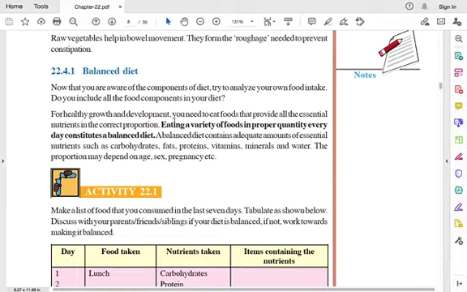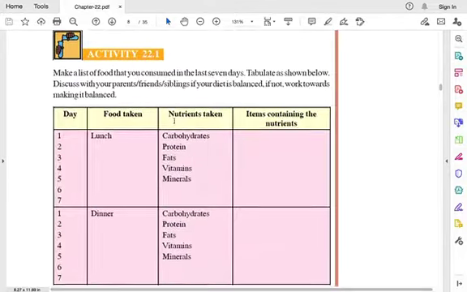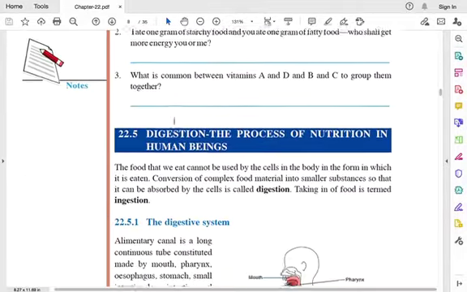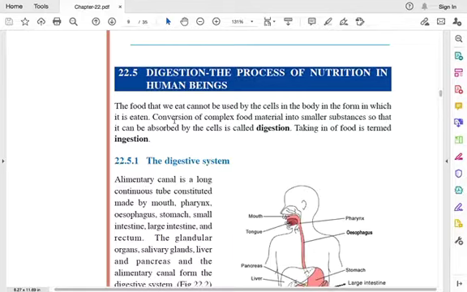And then we saw about balanced diet, so how we have to take a proper diet with proper nutrition in it, like carbohydrates, fats, and protein. If you do not take that, then we'll have malnutrition. Then we saw about digestion.